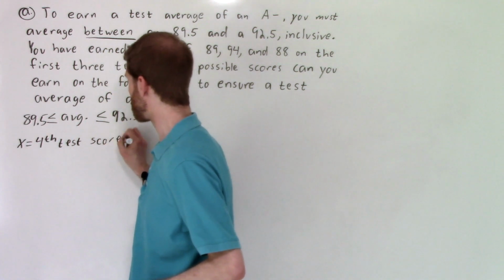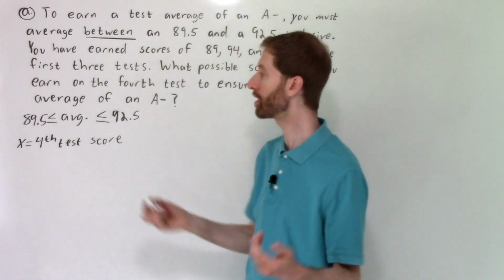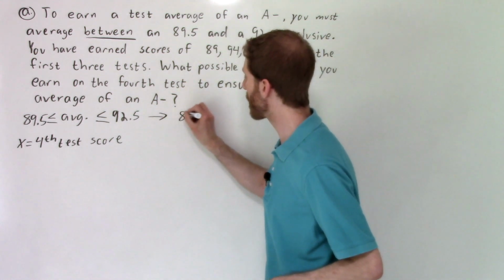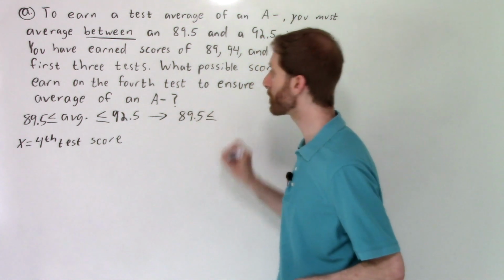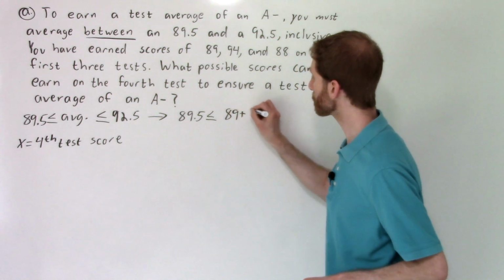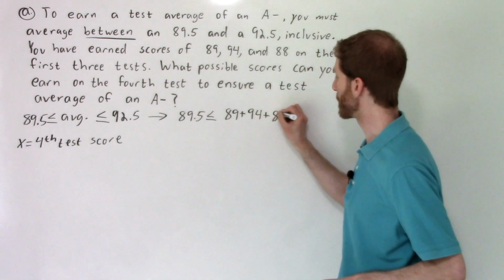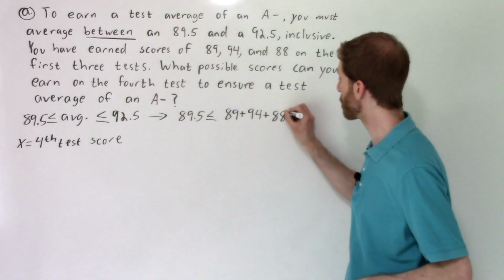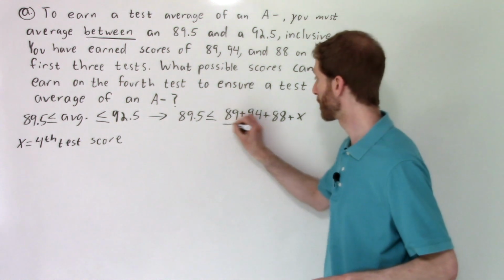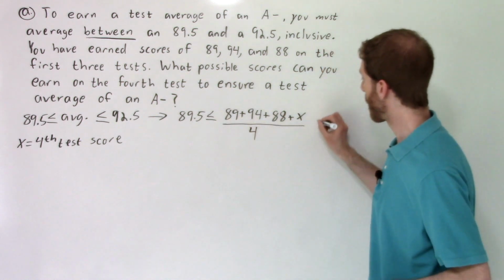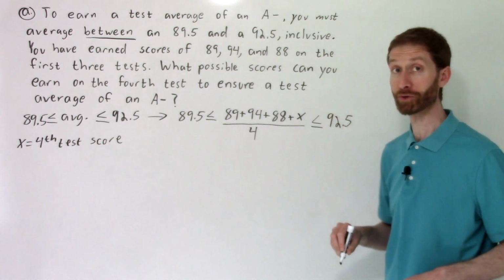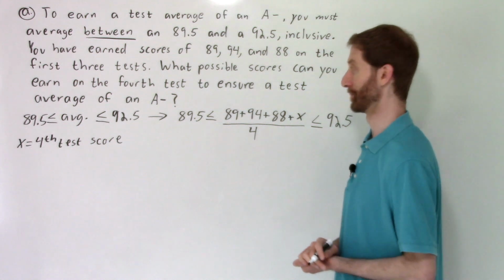So we're going to use this basic foundation here and find the average and put it in between the 89.5 and the 92.5. So I'll draw an arrow over here. You've got 89.5 is less than or equal to the average. Again, that's adding up all the numbers: 89 plus 94 plus 88 plus the unknown test score of X. And if we're finding the average, we're going to divide all those numbers by 4, and then that needs to be between 89.5 and 92.5. It's actually a useful word problem you can use to calculate your grades, believe it or not.